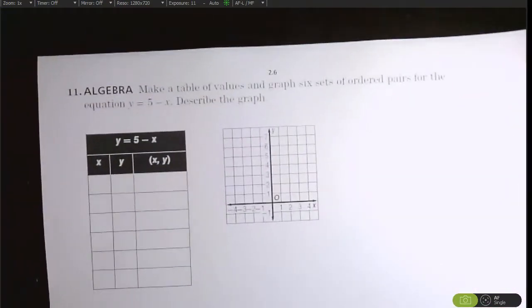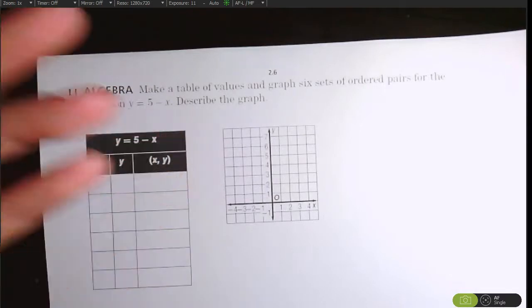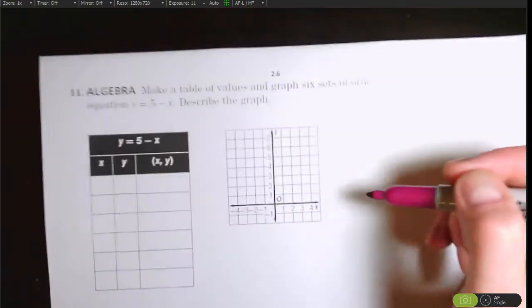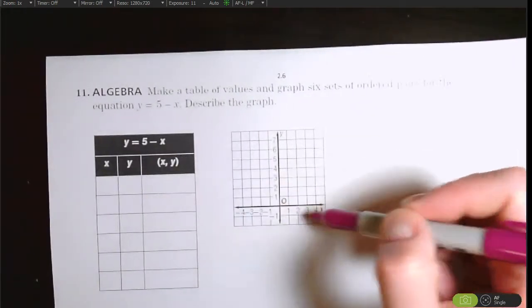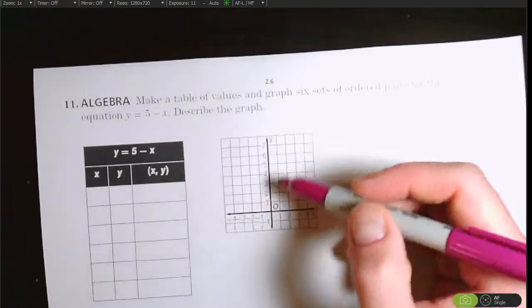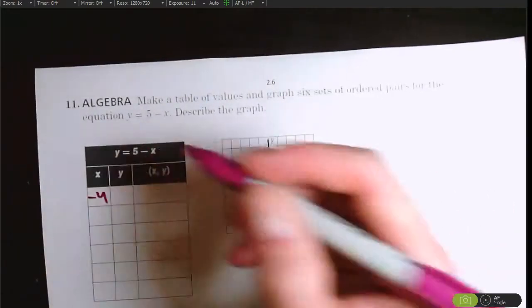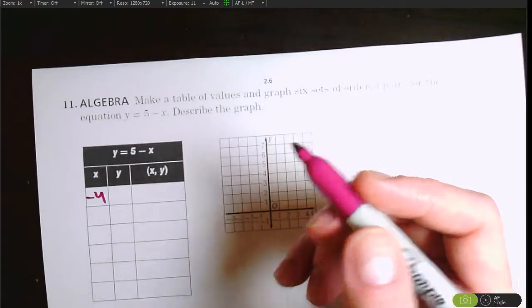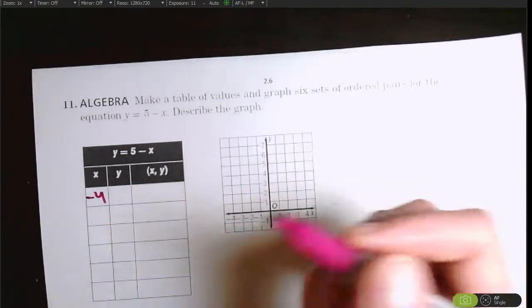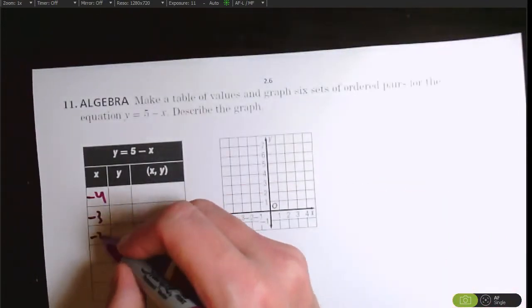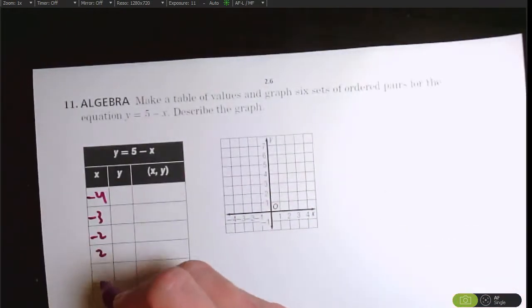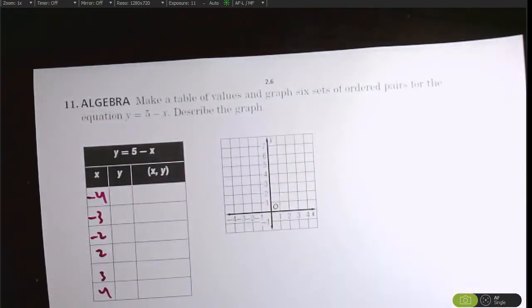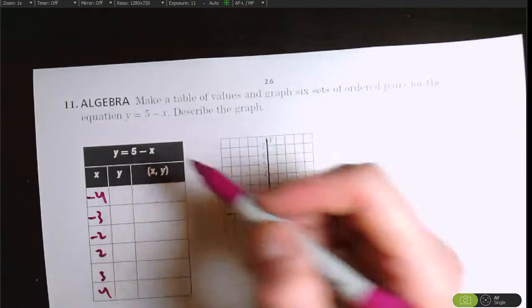Let's see, number 11. Make a table of values and then plot it. Here's the key to this. Pick numbers that fit here on the x's. So, for instance, like -4, -3, -2, and then, I don't know, 2, 3, 4. Just pick those numbers. Now do 5 minus those numbers.